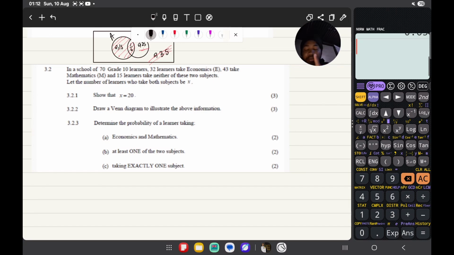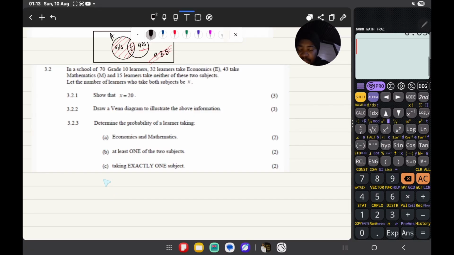For the first question, look at what's happening here. They say show that X equals 20. Then they say draw the Venn diagram to illustrate the above information. So it seems like for the first question we don't have to do the Venn diagram, but I want to admit this: I myself will most probably make a mistake if I try to solve the first question without a Venn diagram. So I don't want to lose marks, so I'm going to draw my Venn diagram, because my mind is powerful, but not that powerful, right? So let me do my Venn diagram.